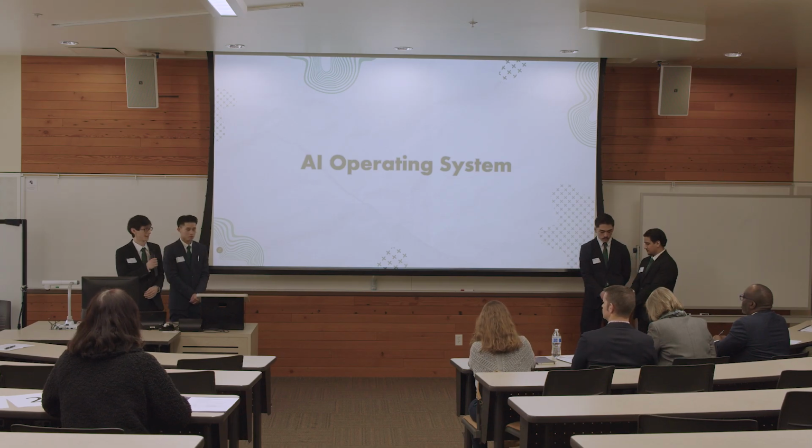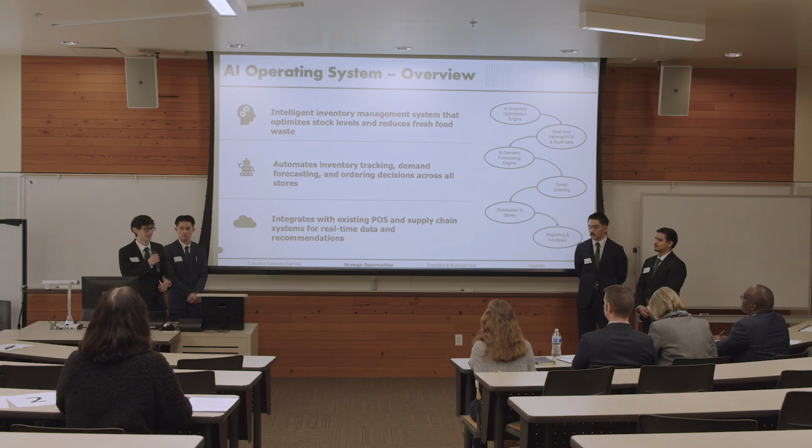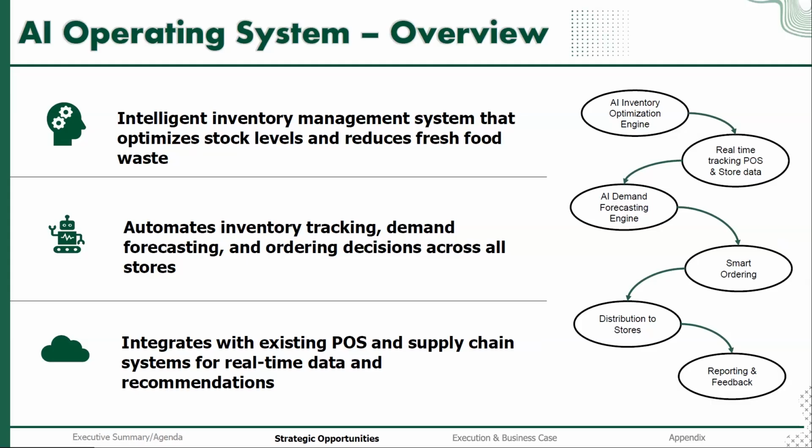Thank you, Vardhan. So when it comes to the AI operating system, at a high level, we're looking at an intelligent inventory management system that looks at the stock levels and reduces the fresh waste. It does this by integrating into already existing POS and store data, pulling real data like sales, returns, and inventory adjustments. From there, that gets fed into the AI demand forecasting engine.